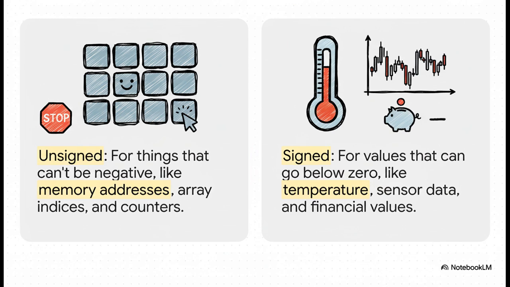You use unsigned numbers for things that logically can never be negative, like a memory address or an item's position in a list. You can't have the negative 5th item. But for pretty much everything else, like money or temperature or scientific data that goes up and down, you absolutely need signed numbers. And 2's complement is the system that quietly makes it all possible.